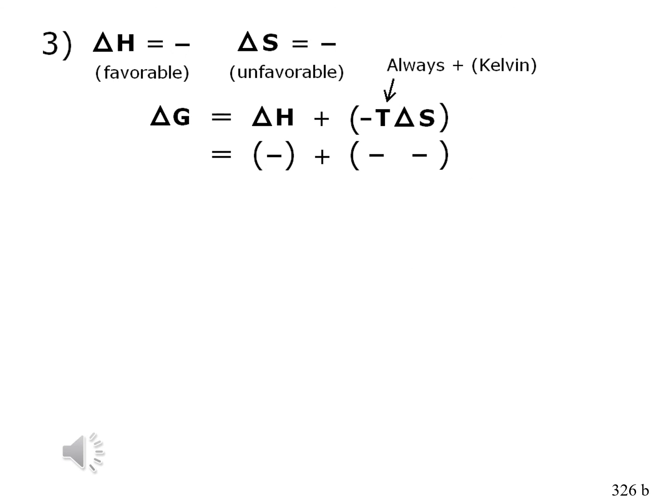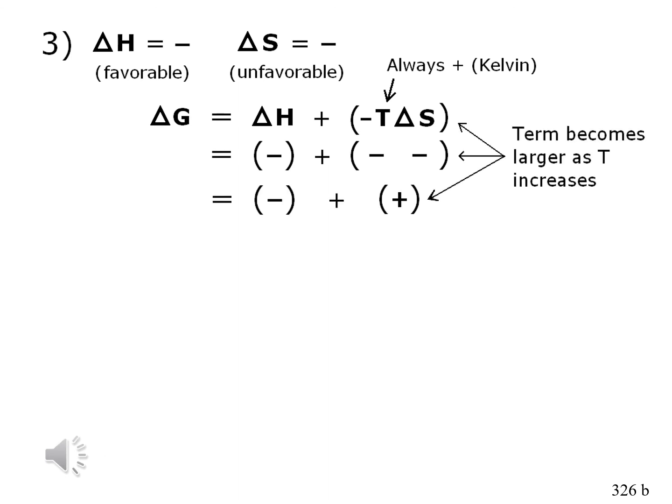The time when it gets interesting is if the signs are the same. The negative for H is favorable, the negative for S is unfavorable. And so if you plug those signs in, minus a negative on the second term comes out positive. Now if you add a negative and a positive in math, you know that you're supposed to subtract, and the sign of the answer is the sign of the bigger number. So it's going to depend on the temperature this time.